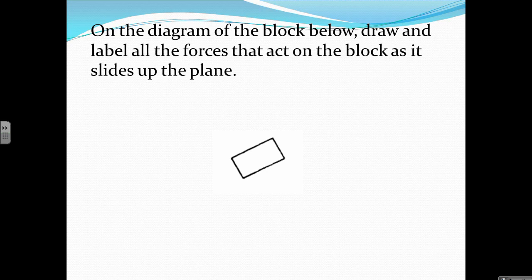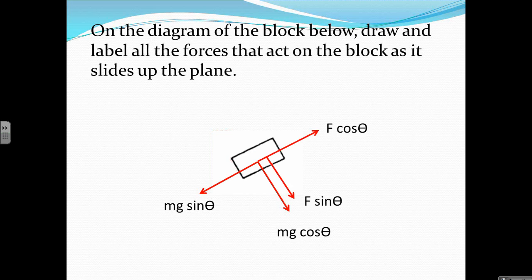The first thing we're going to want to put on is our two components of the gravitational force. So that's going to be mass times gravity, cosine theta, that's perpendicular. And we have mass times gravity, sine theta, as our parallel force. We have a force acting horizontally to the ground. The perpendicular component of this is going to be the force applied times sine theta, sine being the component that's opposite of the angle. And then we have one that's parallel. This is going to be F cosine theta.